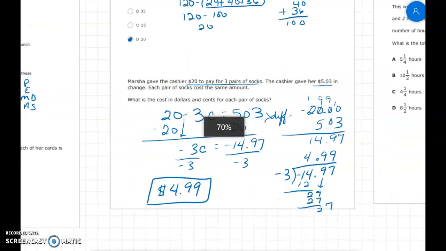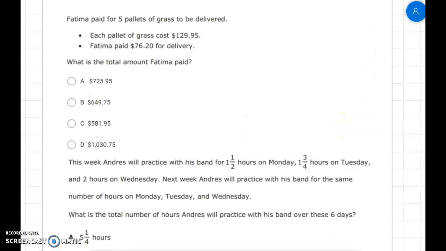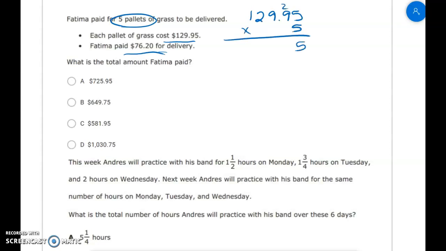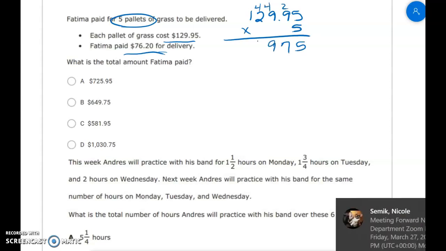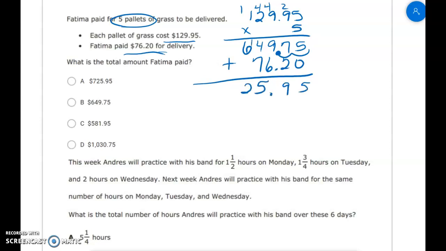As we look at our number 3 on day 2, Fatima paid for 5 pallets of grass to be delivered. Each pallet cost $129.95 and she paid $76.20 for delivery. So remember, she did buy 5 pallets, so we're going to say $129.95 times 5, and this goes back to our multiplying with decimals. So she spent $649.75, and some of you did pick that because you forgot to add in her $76.20 for delivery. So $725.95 was what I was looking for there.